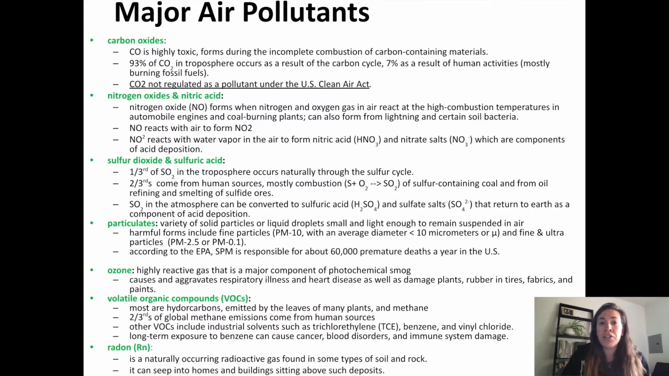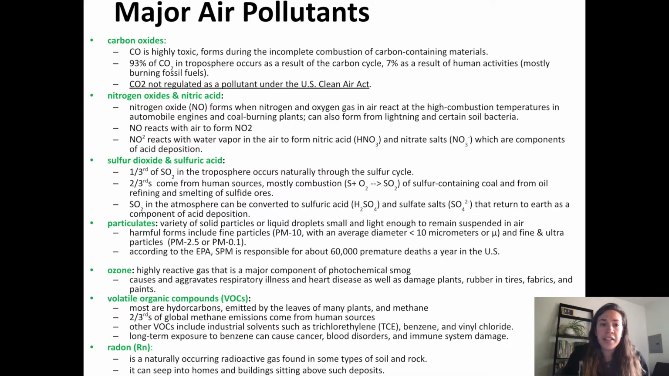So the major air pollutants that are going to be identified are going to fall into these categories. So we've identified some of the carbon oxides. We certainly know that carbon monoxide is highly toxic, and it forms during sort of an incomplete combustion of fossil fuels, wood, basically any carbon-containing material.